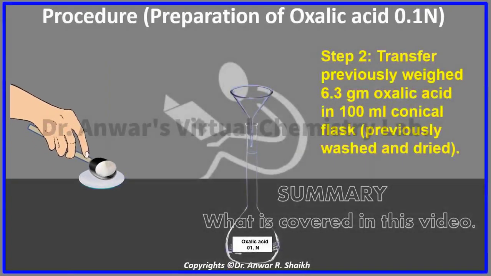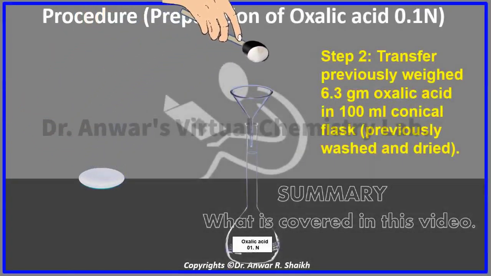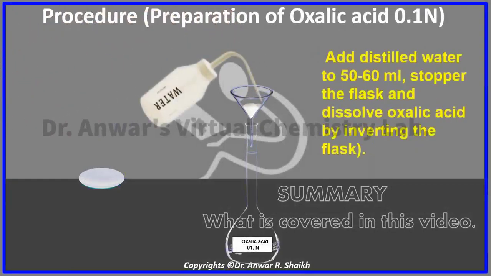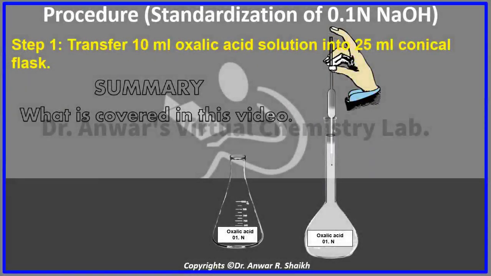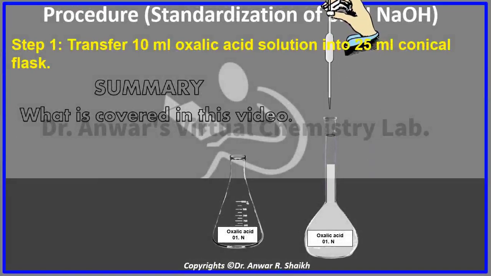Transfer previously weighed 0.63 gram oxalic acid to a volumetric flask. Use a glass funnel and add approximately 50 milliliters of distilled water. Remove the funnel. Stopper the flask. Transfer the solution into a 25 milliliter conical flask. Use a washed and well-dried 10 milliliter pipette.